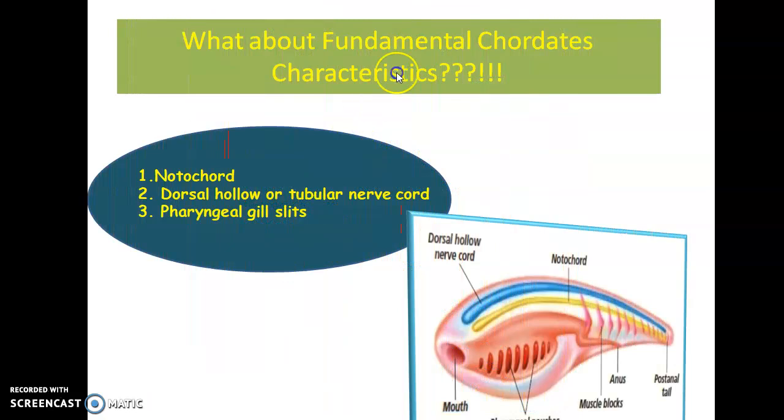Then what are the fundamental characters of chordates, or what are the characters which are unique to this particular phylum? Their unique characters are as follows. They possess a notochord, they have a dorsal tubular nerve cord and they have pharyngeal gill slits. Here you can clearly understand by seeing this diagram. This yellow colored one is the notochord, this is the dorsal tubular nerve cord, and this is the pharyngeal gill slits. Those organisms which possess all these three characters can be treated as chordata.